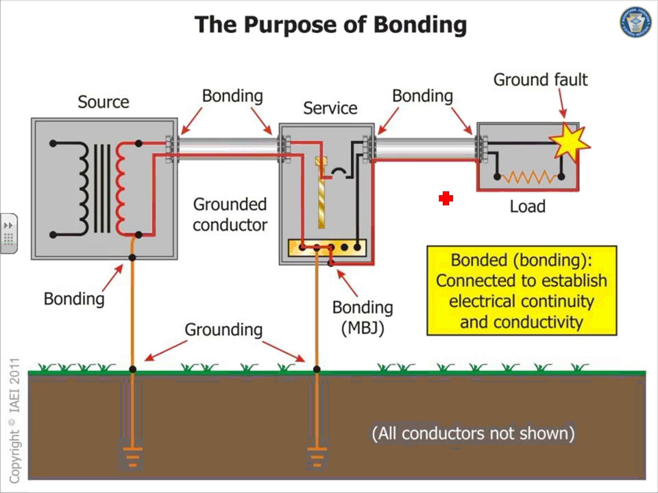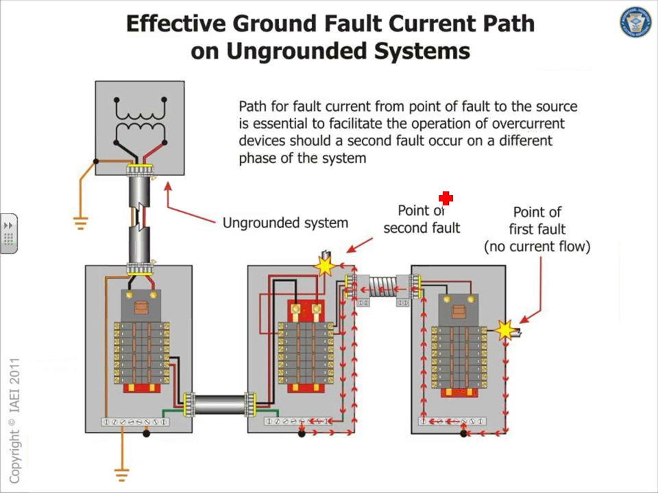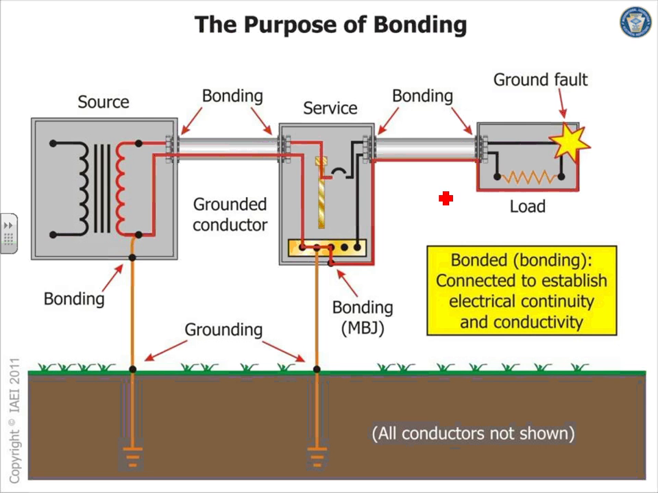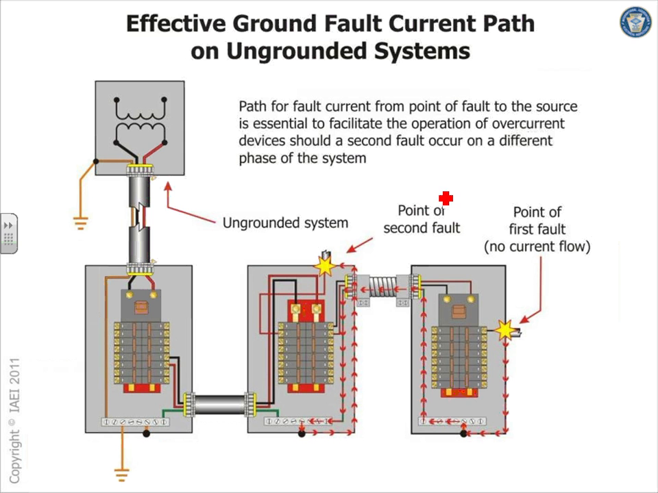So the purpose of bonding is putting things at the same potential and also acting as the grounding path. For example, an ungrounded system. Okay, this is interesting. If you have an ungrounded system, I want to bring to your attention, guys, this transformer here. Do you see anything in this transformer tied to the ground? No. What you're looking at is an ungrounded system.